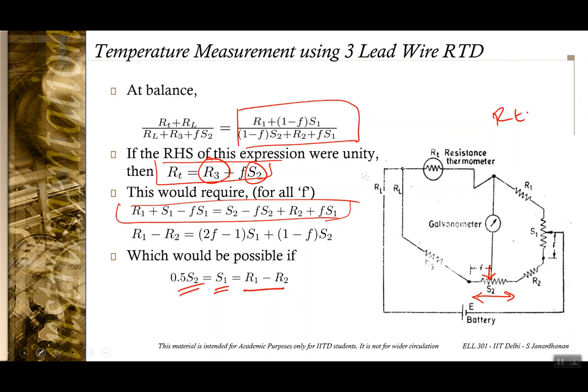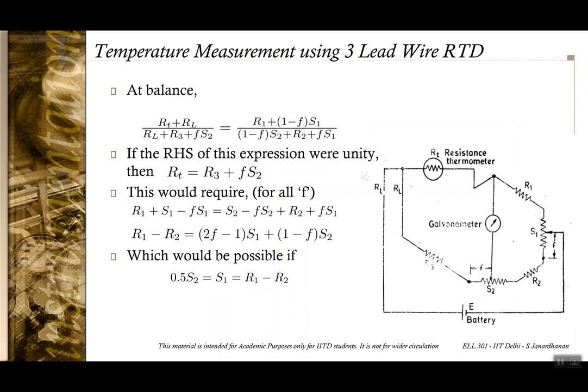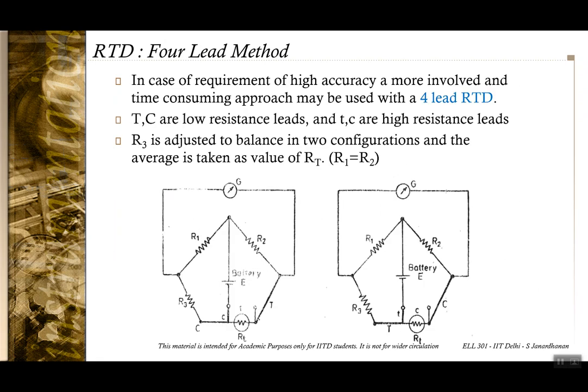So in certain applications, you may need a much more accurate measurement of the temperature. In such cases, instead of using a 3-lead RTD, you use a 4-lead RTD. And the construction of this RTD is very similar to the construction of a 4-lead low resistance resistor. So you would have current leads and you would have voltage leads.